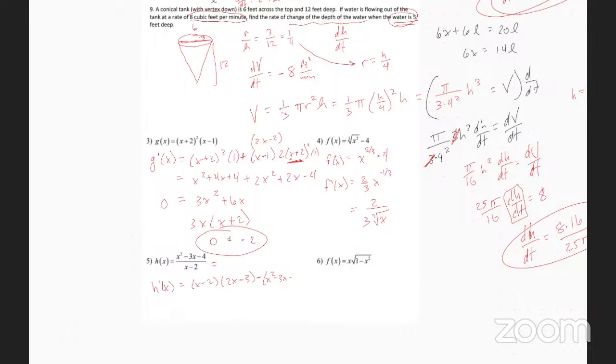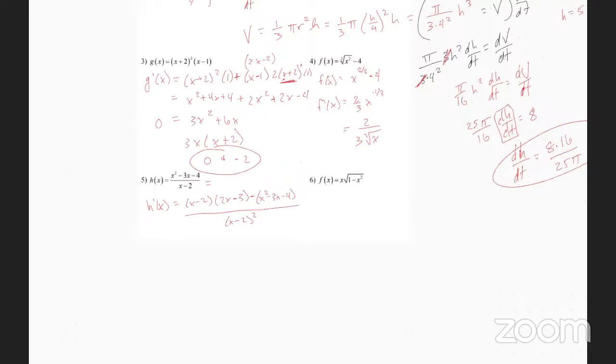So simplifying that would give you 2x squared minus 4x minus 3x is minus 7x plus 6, minus x squared plus 3x plus 4, all over x minus 2 squared, which simplifies to x squared minus 4x plus 10 all over x minus 2 squared.